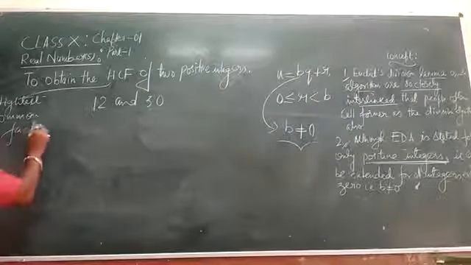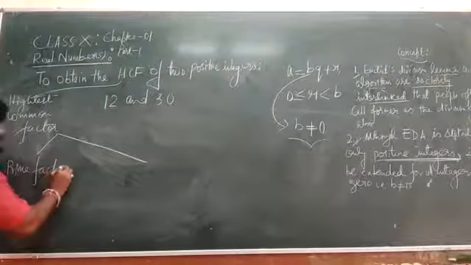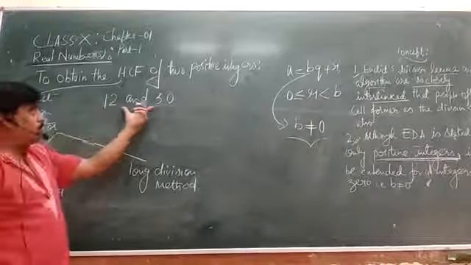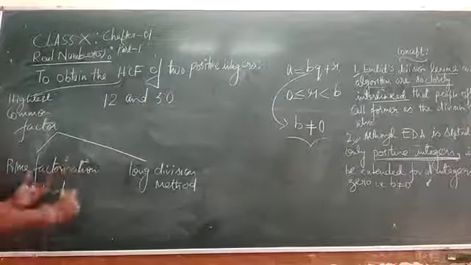One is the prime factorization method, and the second is the long division method. There are two methods by which we can find the HCF of these two numbers. The first one is the prime factorization method, just by finding the prime factors of these two numbers, and the second is the long division method.